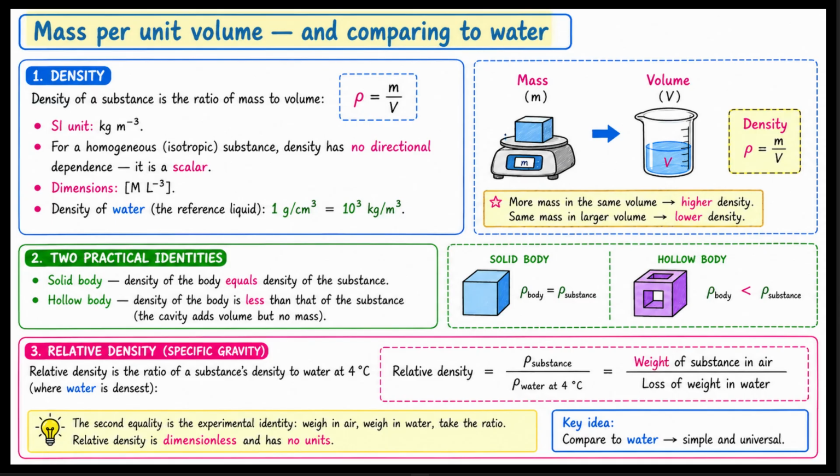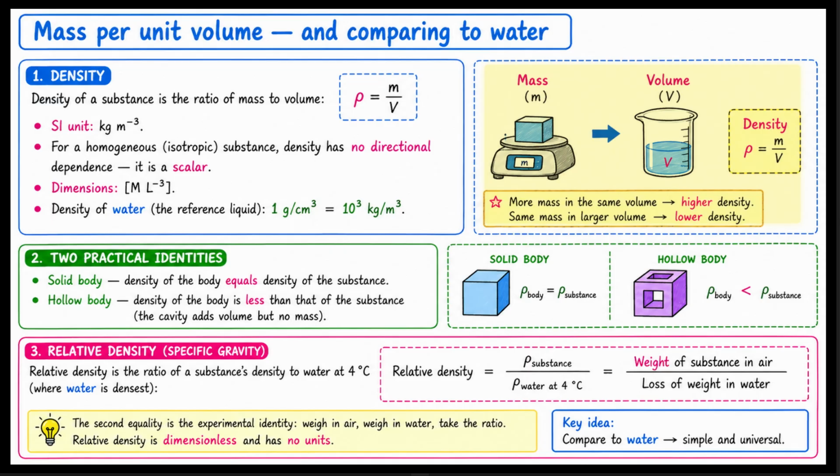Density and relative density, the single parameter that drove every formula so far. Pressure, buoyancy, flotation is density. Density of a substance is its mass divided by its volume, rho equals m over V. Its SI unit is kilogram per cubic meter. For a uniform isotropic substance, density is a scalar with no directional dependence, and its dimensions are ML^-3. For reference, water has a density of 1 gram per cubic centimeter, which equals 10^3 kilograms per cubic meter.